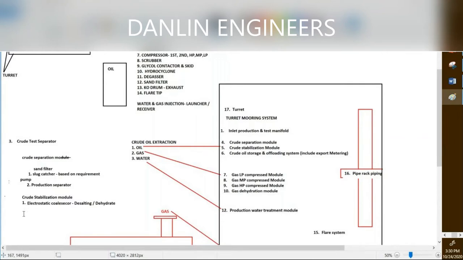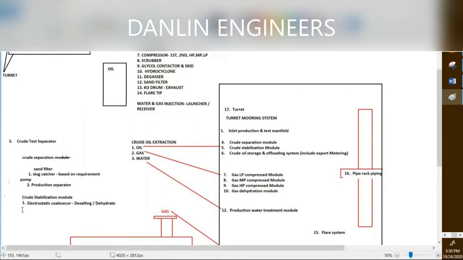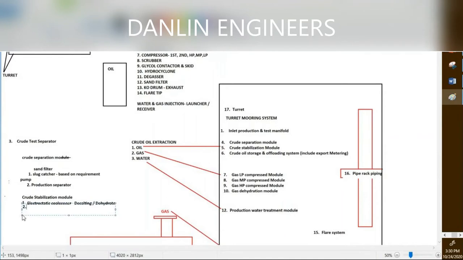In the crude stabilization unit, what are the things that come into the picture? The electrostatic coalescer will be there, and then if we want to reduce the pressure in the vessel, another separator will come into the picture besides the production separator. That separator is called the LP separator. So the LP separator is another separator that will come into the picture.